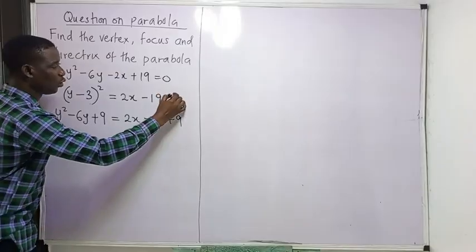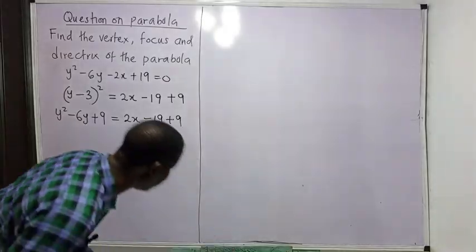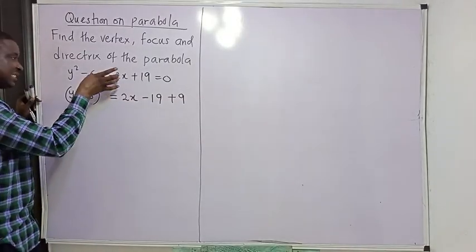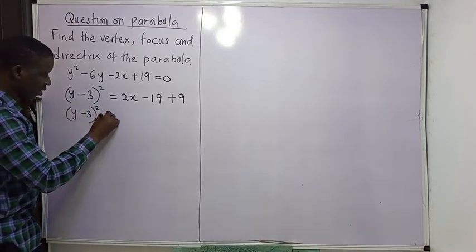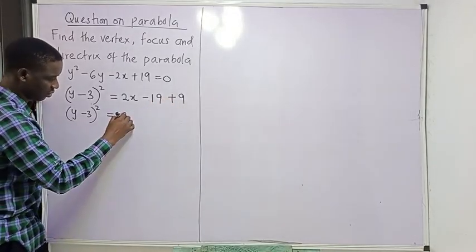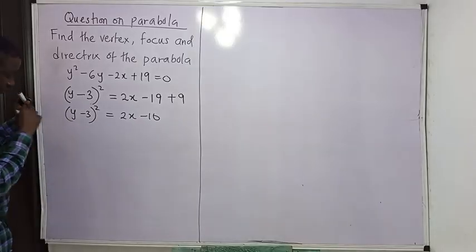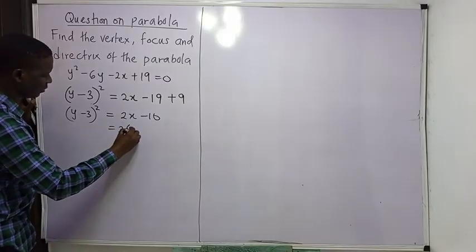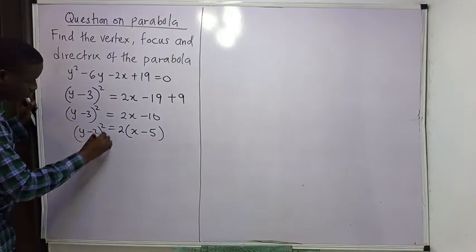So what I'm going to do now is add plus 9 here, and as I do that, we clean this side. So this equation is the same thing as this one now. We're going to have y minus 3 all squared is equal to minus 10, since minus 19 plus 9 is minus 10. What is common on both sides? 2 is common, then x minus 5, then y minus 3 all squared.